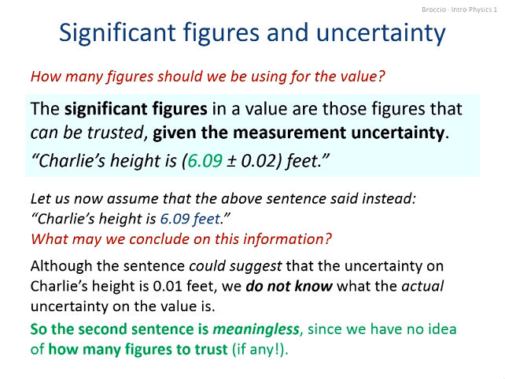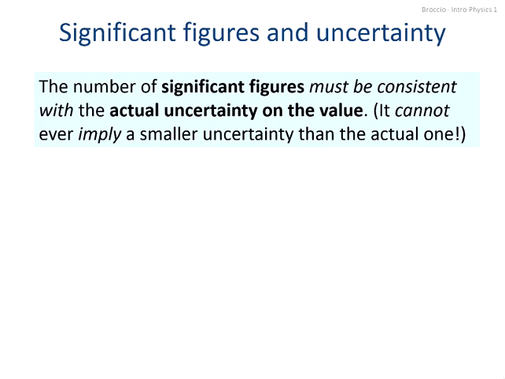For example, if the uncertainty was 1 foot, then we could trust the 6, but not the 0 and the 9. Now you might ask yourselves, in a problem, the numbers are not given with the uncertainty, so should we trust them? For the purposes of this course, we'll assume all those figures are significant. But if the same sentence with uncertainty missing was found on a lab report, then we would have a problem. The take-home message is that the number of significant figures must be consistent with the actual uncertainty on the value. It cannot imply a smaller uncertainty.